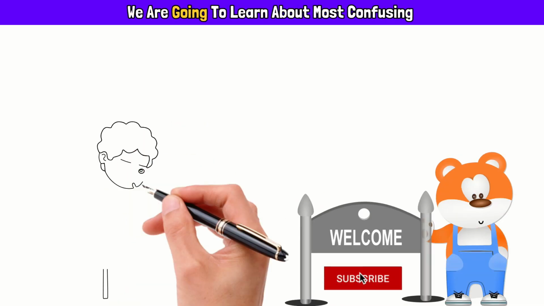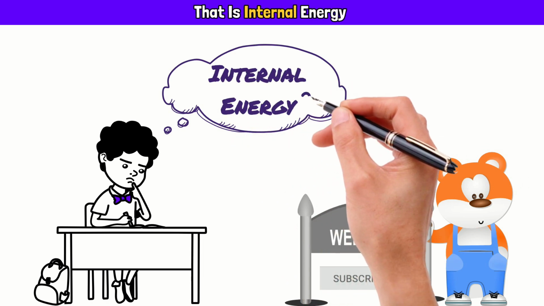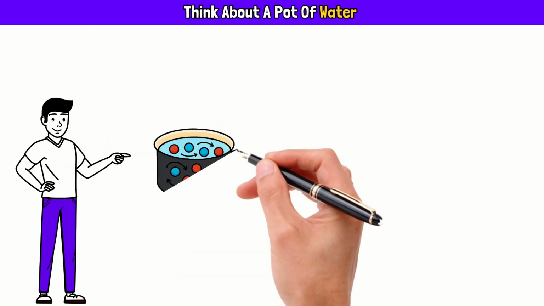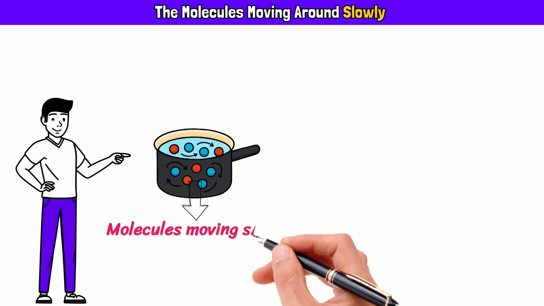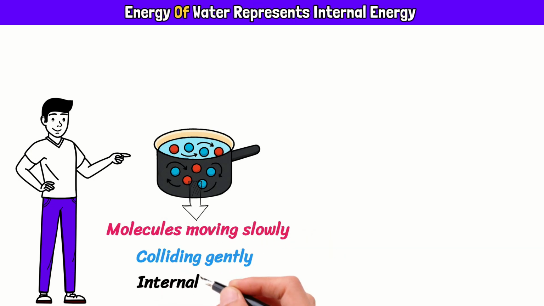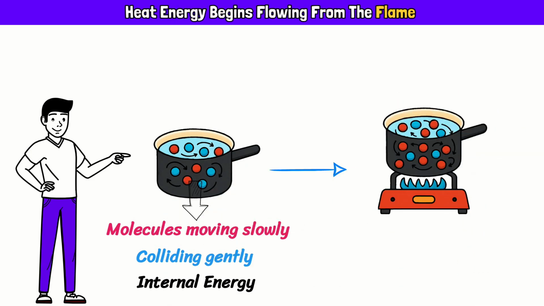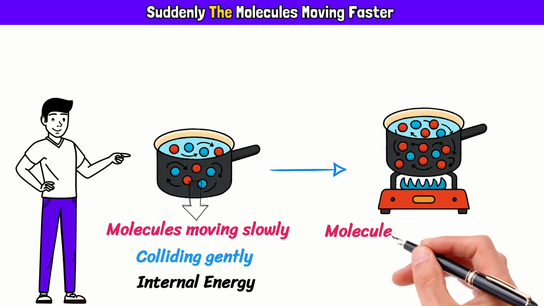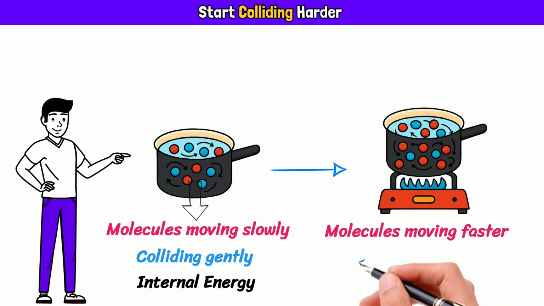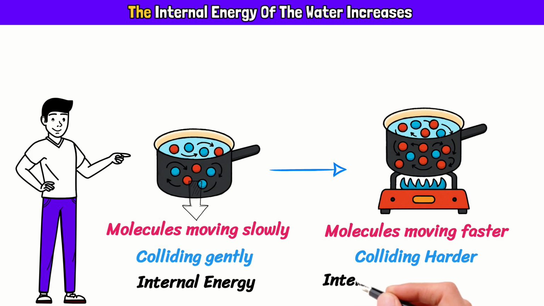In this lesson we are going to learn about the most confusing concept in thermodynamics, that is internal energy. Think about a pot of water, the molecules moving around slowly, colliding gently with one another. So the total energy of water represents internal energy. Now, you turn on the stove, heat energy begins flowing from the flame into the water. Suddenly the molecules move faster, start colliding harder, bouncing around with more energy. As a result, the internal energy of the water increases.